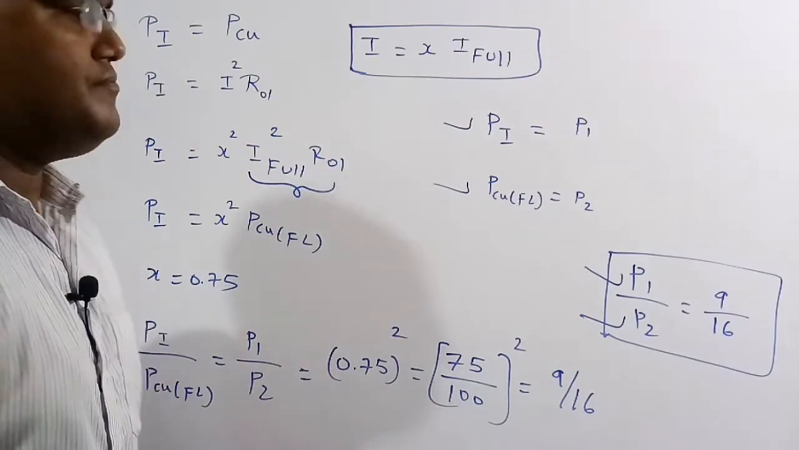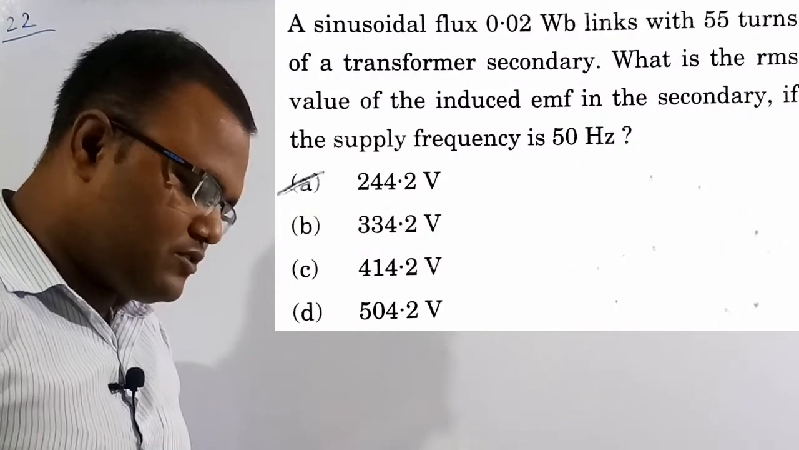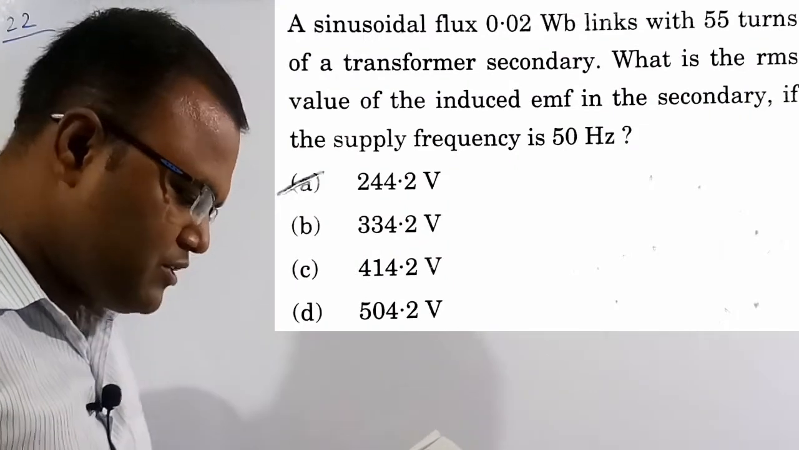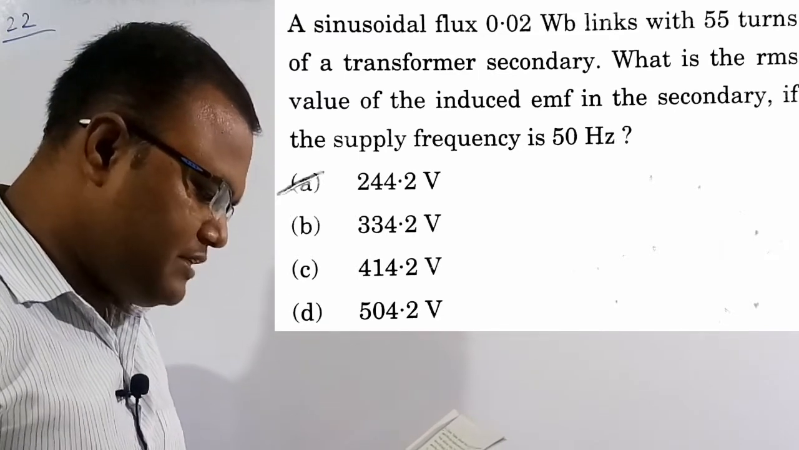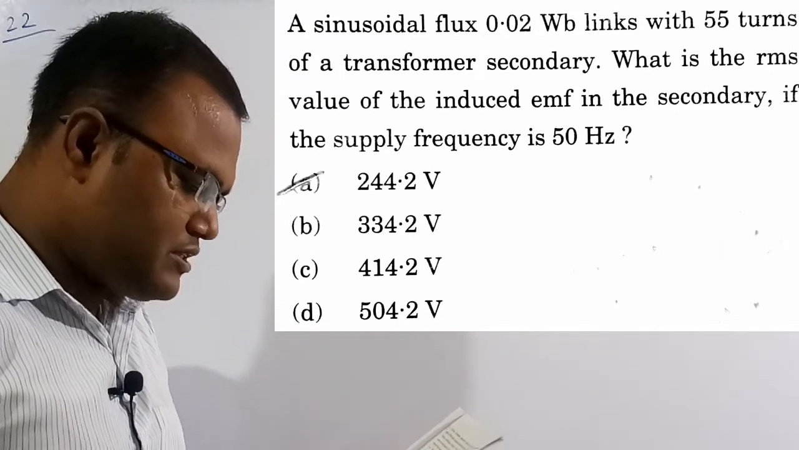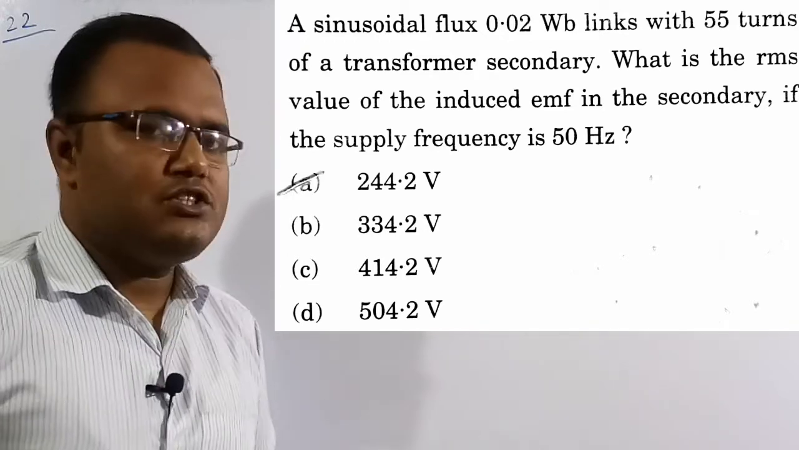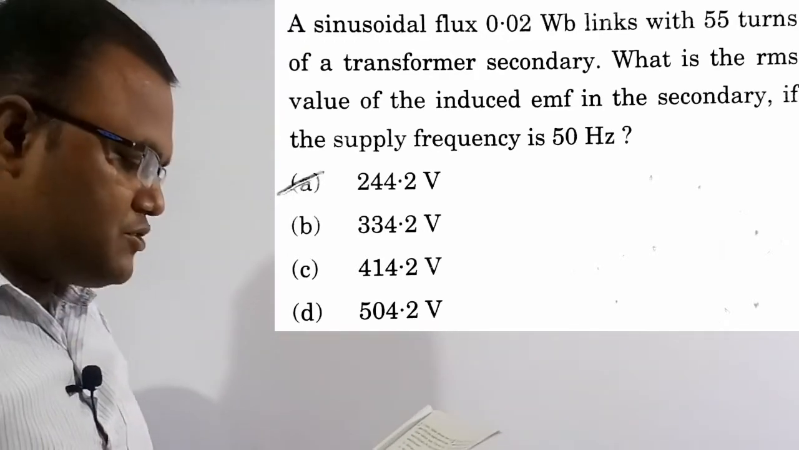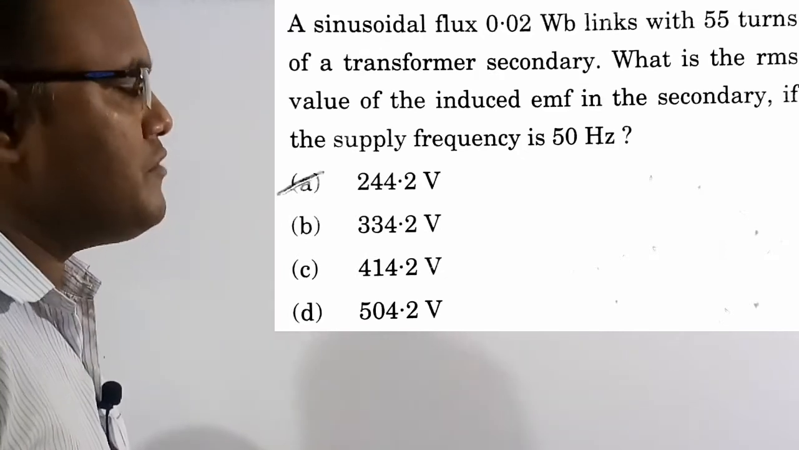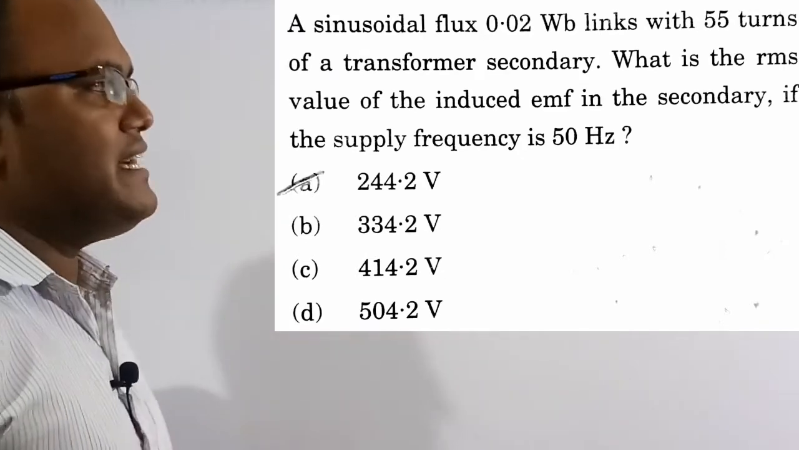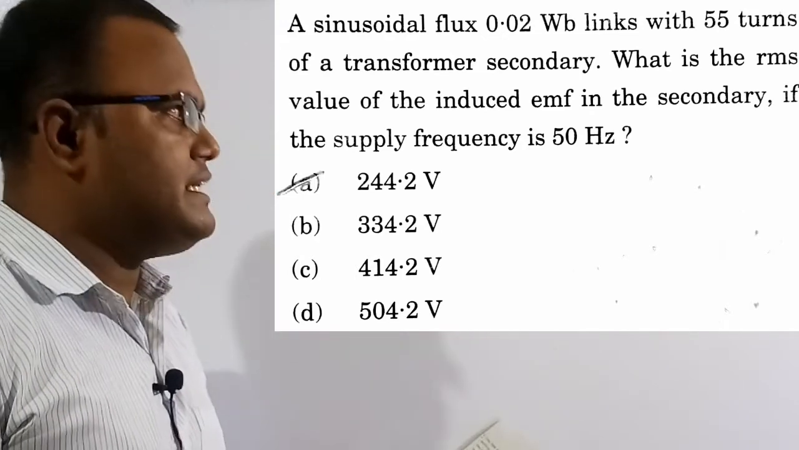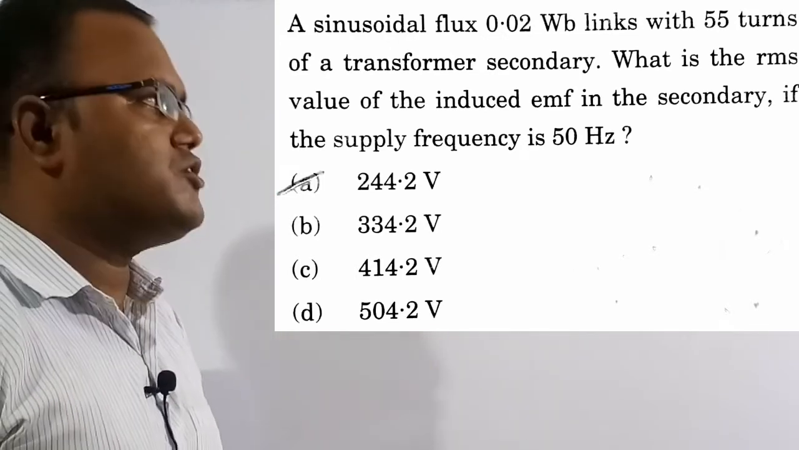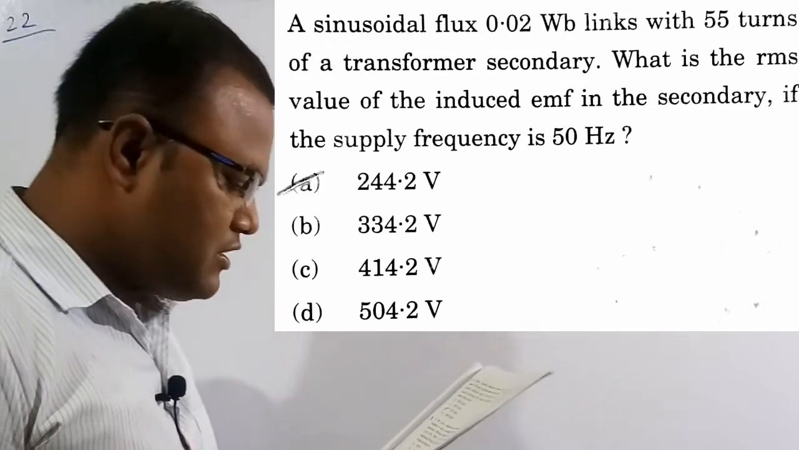So now we are going to solve the 22nd question. See the question here. A sinusoidal flux of 0.02 Weber links with 55 turns of a transformer secondary. What is the RMS value of the induced EMF in the secondary if the supply frequency is 50 Hz? In this question the flux is given as 0.02 Weber, and it links with the 55 turns present in the secondary winding of a transformer. So we need to figure out the RMS value of the induced EMF in the secondary if the supply frequency is 50 Hz.